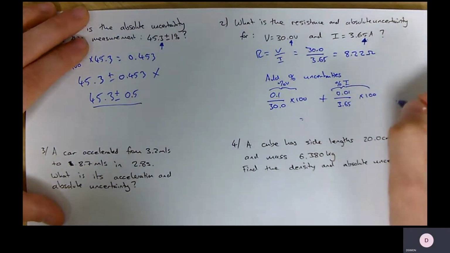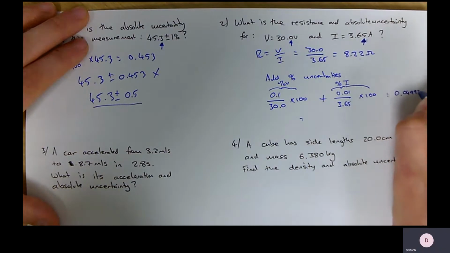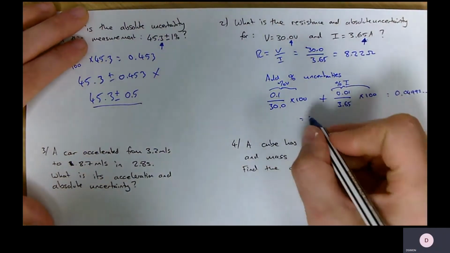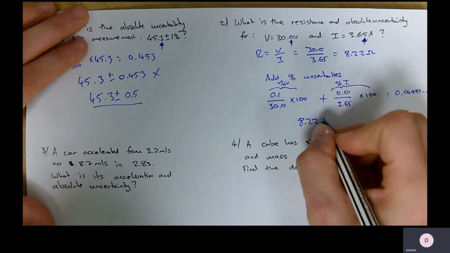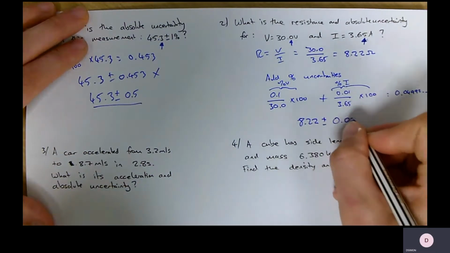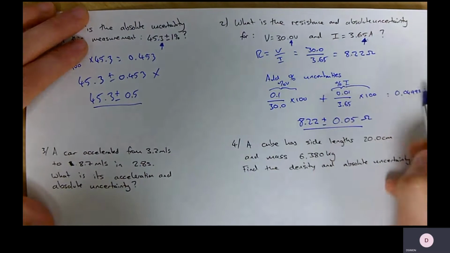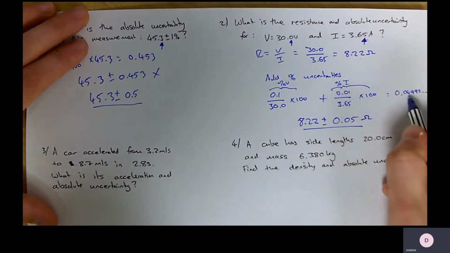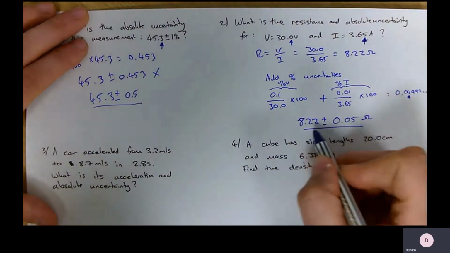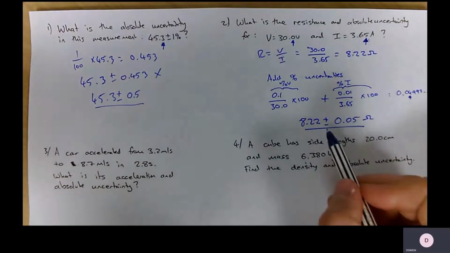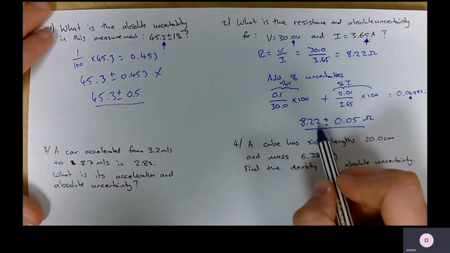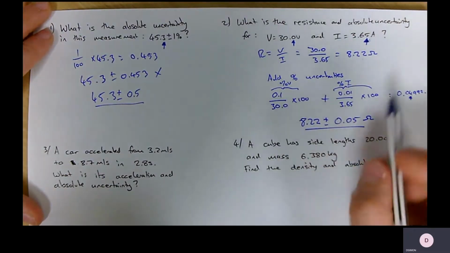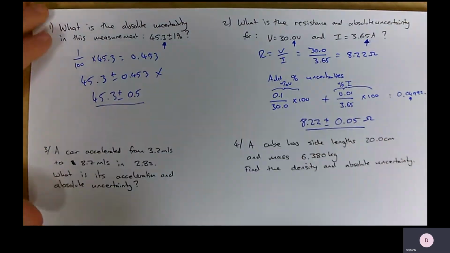So we plug that into our calculator, and we get our answer as 0.04992. So my final answer is going to be 8.22 plus or minus 0.05 ohms. And again, I've chosen to round this to 1 significant figure, or 2 decimal places is probably the best thing to say, because again, my answer here is 2 decimal places. I can't measure beyond 0.01, so I therefore cannot write my uncertainty to any more than that.